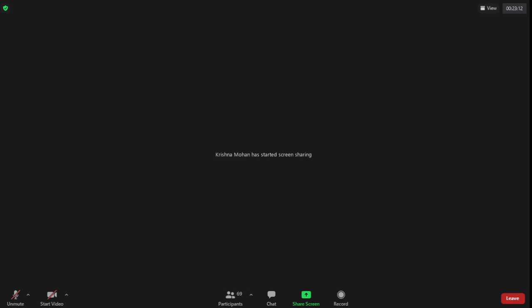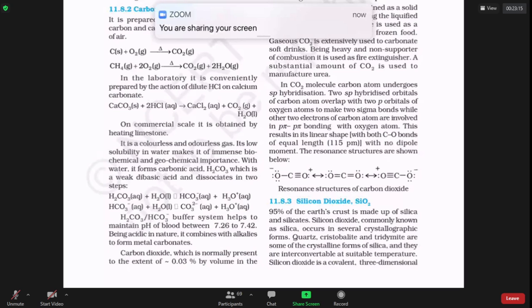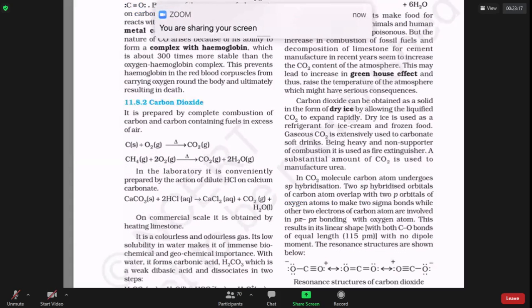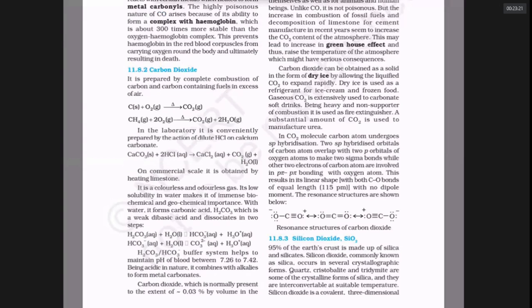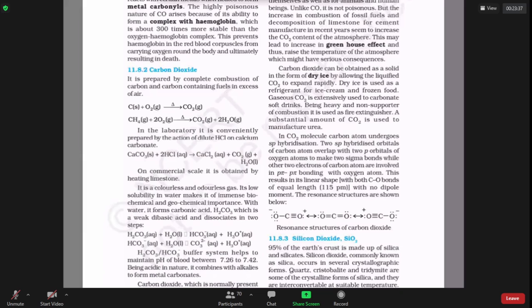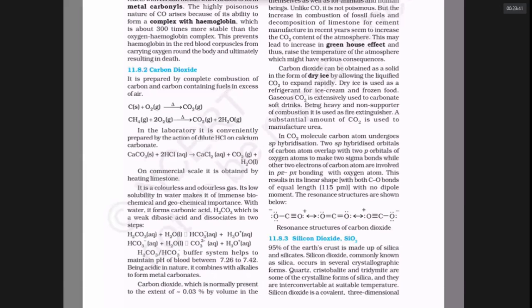Now, in this lesson, carbon dioxide. About carbon dioxide, you are studying right from your 3rd class. Carbon dioxide is obtained by burning of carbon. It is absorbed by plants for photosynthesis. It is released when burning petrol, and generated when limestone is heated. Carbon dioxide is a colorless, odorless, tasteless gas. It is soluble in water.